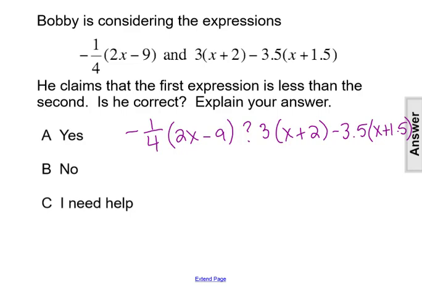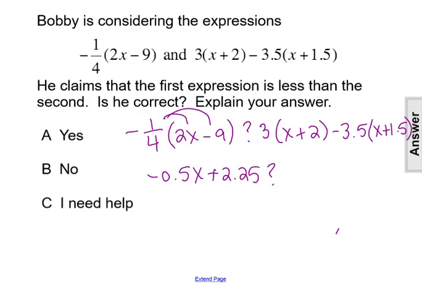So on the left, we're going to distribute the negative 1/4 to the 2x and the negative 9. I'm going to convert our answers, move away from a fraction to a decimal, since I'm trying to compare it with the second expression. It'll just help if you have both in fractions or decimals. So I'm choosing to write it as a decimal. So negative 1/4 times 2 gives us negative 0.5x plus 2.25.